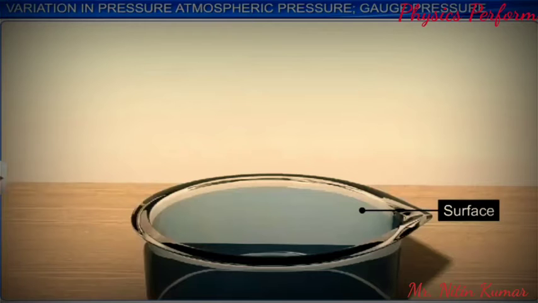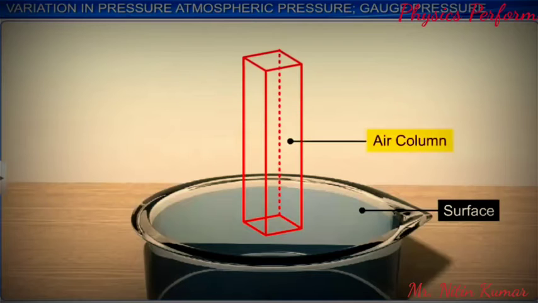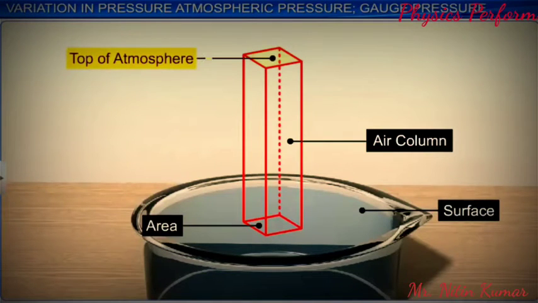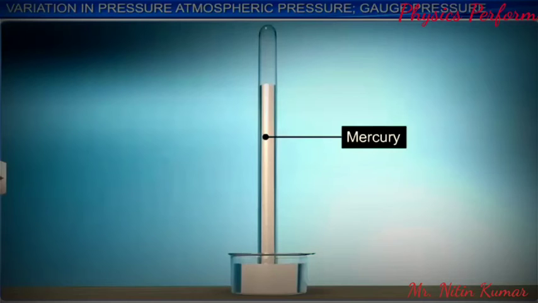Similarly, the atmospheric pressure at any point is equal to the weight of a vertical column of air of unit cross-sectional area extending from that point to the top of the Earth's atmosphere. Atmospheric pressure is measured in terms of a vertical column of mercury, whose pressure at its bottom is equal to the atmospheric pressure. The greater the atmospheric pressure, the greater the vertical height of the mercury column.